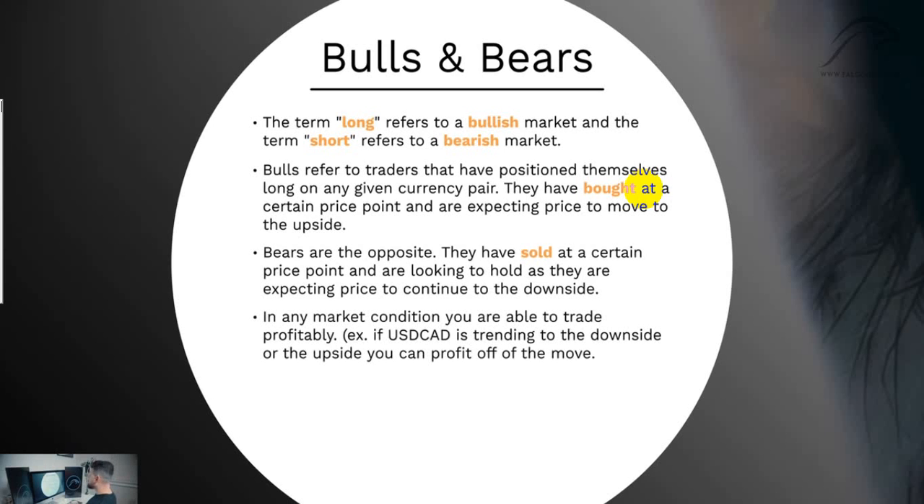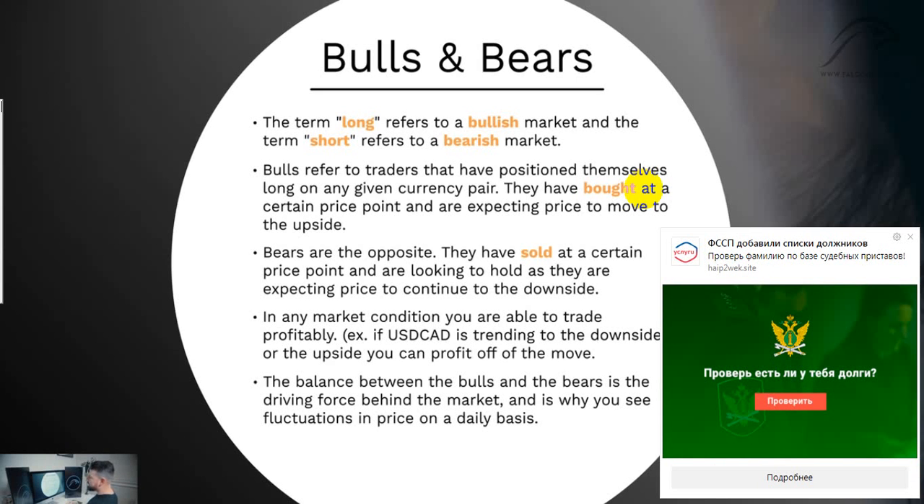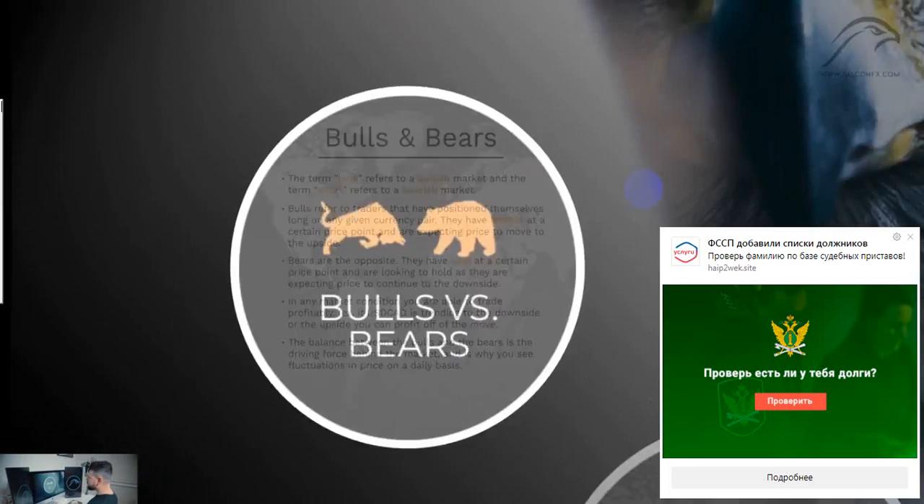In any market condition, you're able to trade profitably. For example, if we take a look at USD CAD, if USD CAD is trending to the downside or to the upside, you can profit from that move either going up or going to the downside, and you'll learn how to do that. So essentially, the balance between the bulls and the bears is the driving force behind the market, and it's why we see these fluctuations in price on a daily basis going up and down, and we see this on the shorter, medium, and longer term. And we can see this more in terms of the candlesticks, which I'll show you shortly.